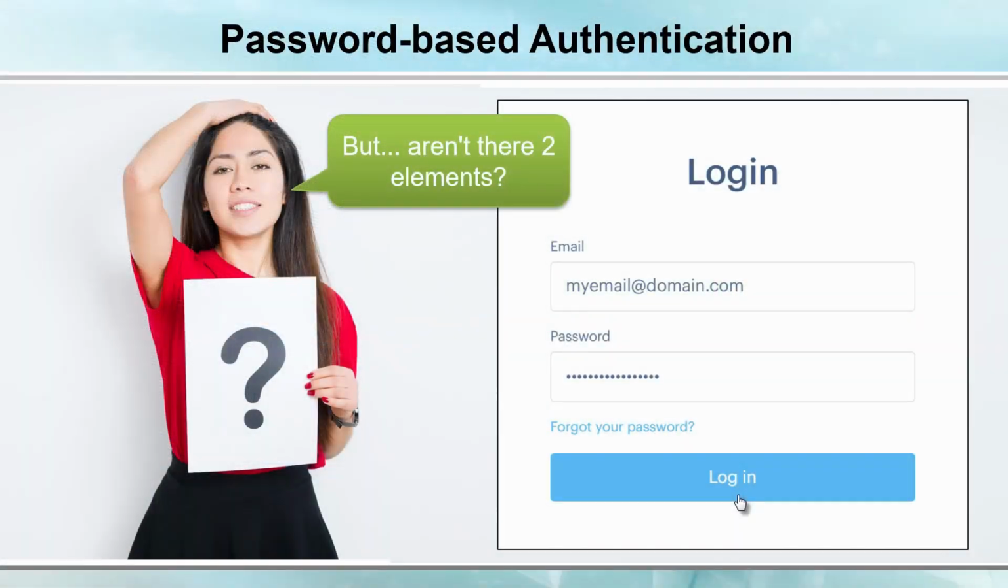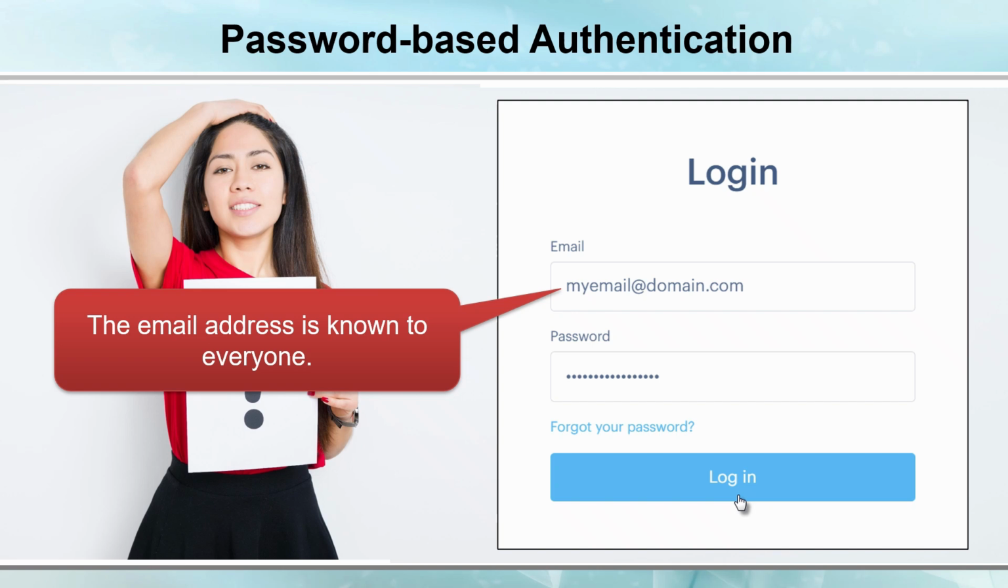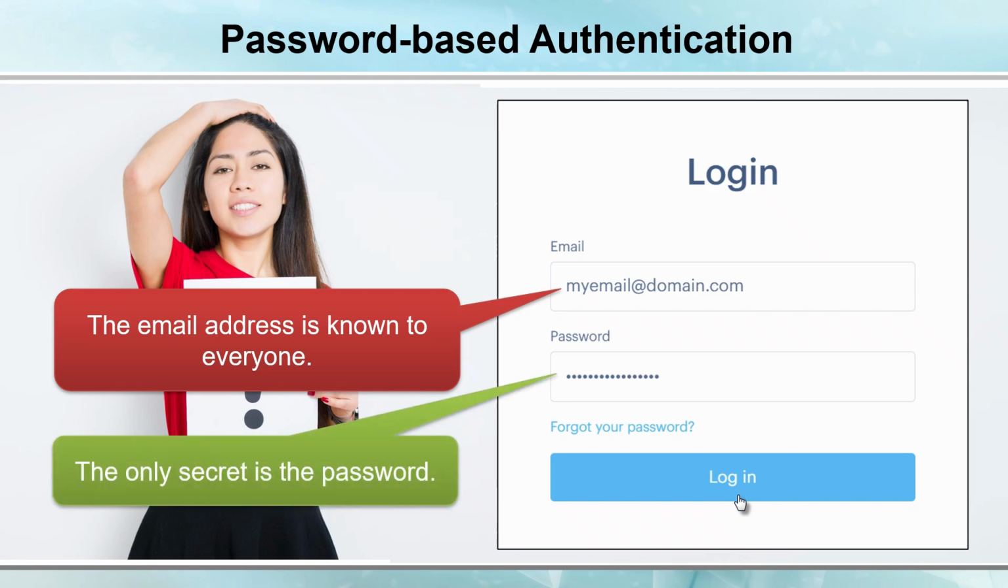You might think you're using two elements, a username and a password, but in reality, the only secret is the password, since your username is usually public or easy to guess. For example, your email address is often your username, and that's information many people already know. So in practice, you're relying on just one secret, your password.